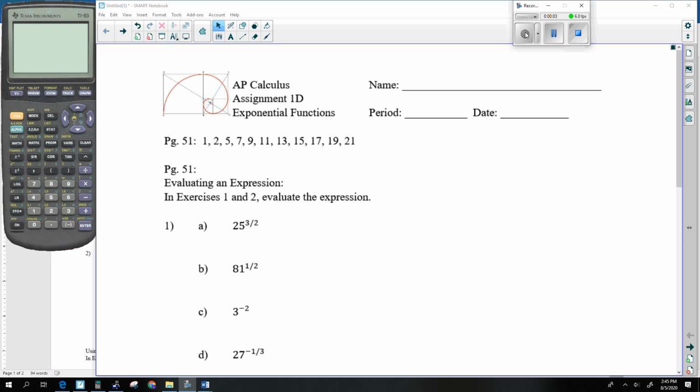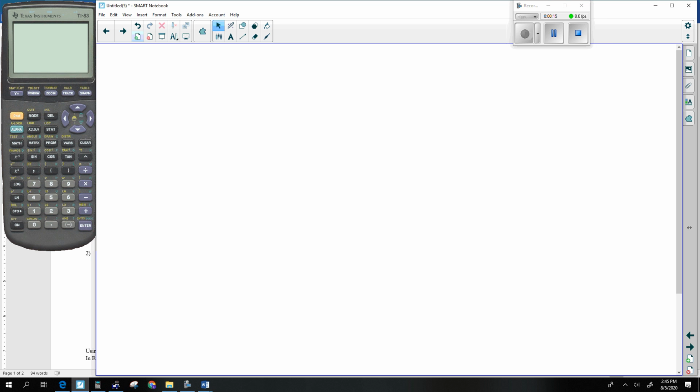All right, here we go, kids. We have calculus assignment 1D. This is all about exponents, understanding exponents. So let me go to a different screen here before we actually get to the lesson. So, basic idea about exponents.